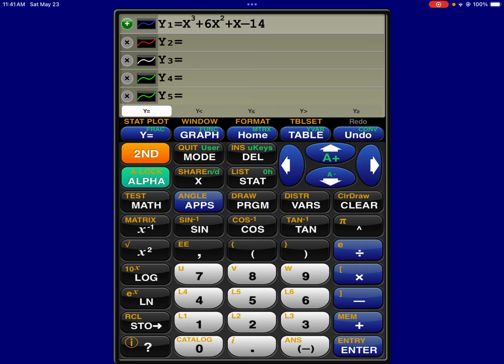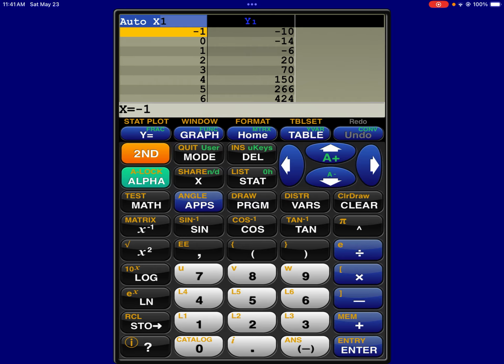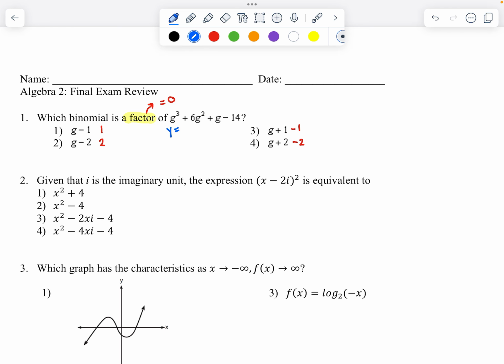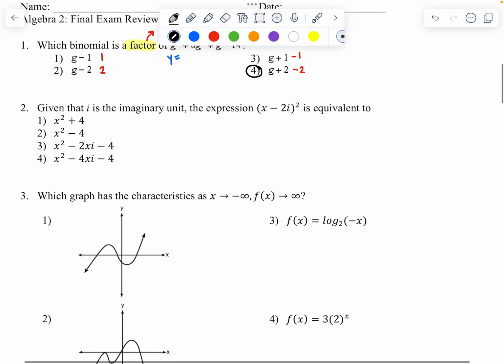And when I go to my table, I'm checking those numbers. I'm checking +1, and at +1, I do not see 0. I'm checking +2, and I do not see 0. I'm checking -1, and I do not see 0. And I'm checking -2, and I do see 0. So therefore, choice 4 is the answer.